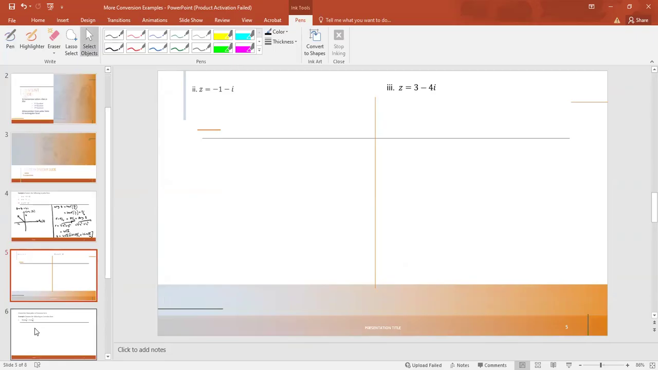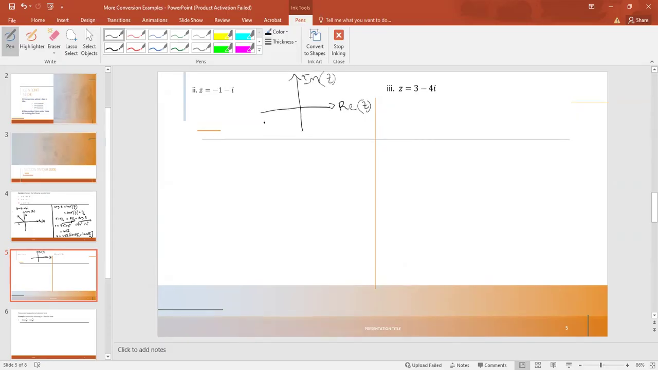We have z equals minus 1 minus i. Once more, we begin by sketching. In which quadrant does this complex number lie? We have the real axis here and the imaginary axis here. Minus 1 for the real part can lie here, and minus 1 for the imaginary part can lie here. So you can see this complex number lies in the third quadrant.